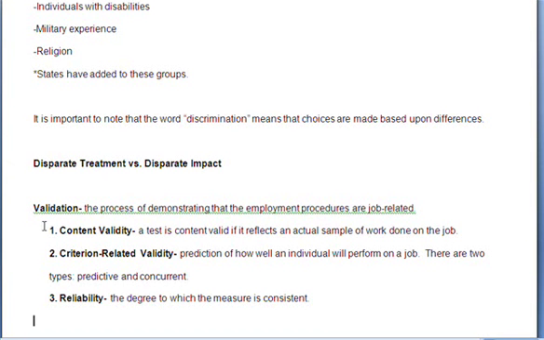Well, the first thing you see here is content validity. Content validity is very, very straightforward. If in the hiring process someone is asked to do something or asked a question, and what they're asked to do is actually part of the job itself, then that's a work sample. And so it has content validity. In other words, if you're hiring someone to be a chef, and during the hiring process you ask that person to cook you something, well, is that job related?